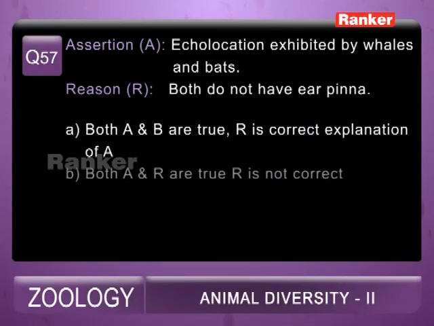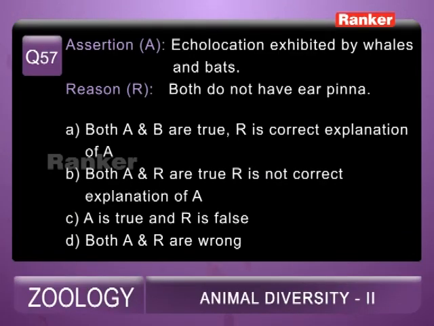Now the 57th question. Assertion: echolocation is exhibited by whales and bats. Reason: both do not have ear pinna. Options: A. both assertion and reason are true and reason is the correct explanation of assertion. B. both assertion and reason are true, reason is not the correct explanation. C. assertion is true and reason is false. D. both A and R are wrong.